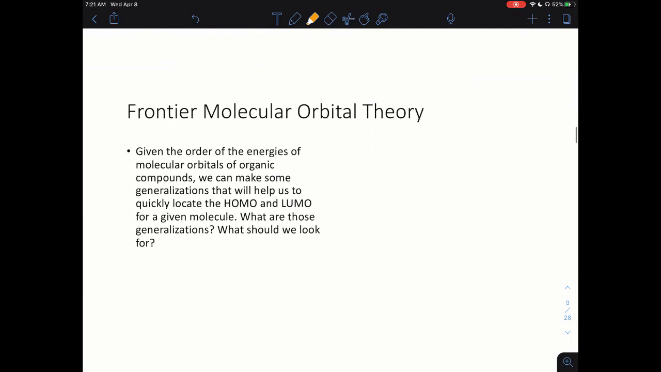All right, that's a lot of theory. Let's take a minute and think about the order of the energies of molecular orbitals for organic compounds. We can make some generalizations about HOMOs and LUMOs so that when I draw a molecule and ask you what's the HOMO, you don't have to think for 15 minutes, you can just make some quick generalizations, quick predictions. So the lowest energy molecular orbital is the sigma, and then the pi, and then non-bonding, and then pi star, and then sigma star.